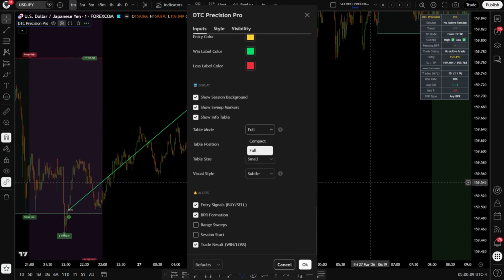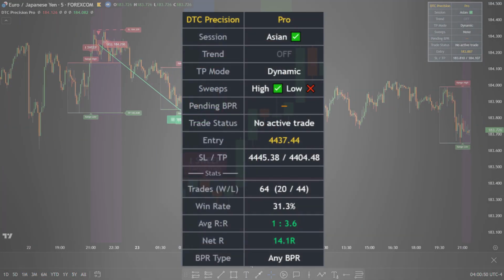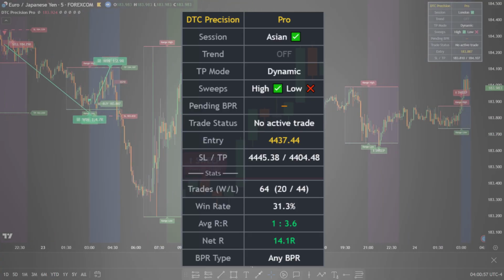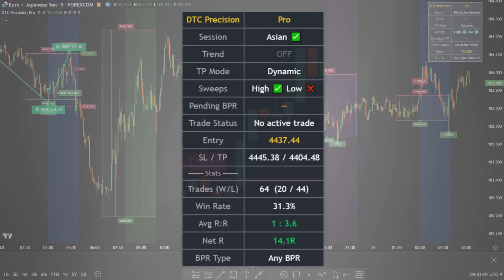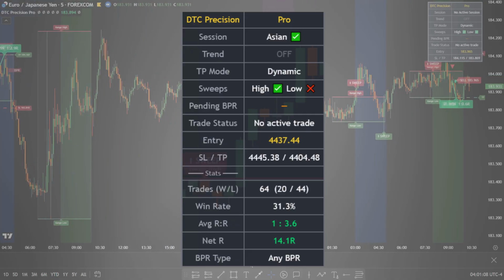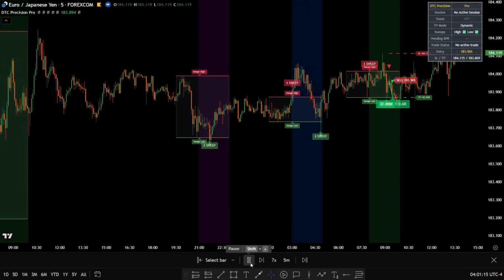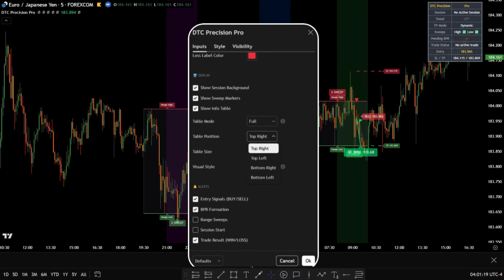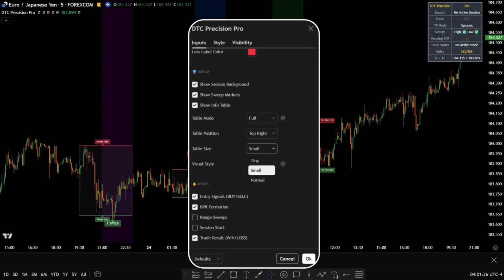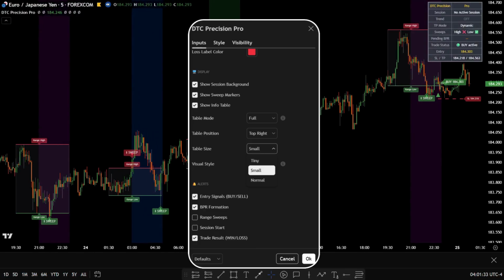Full mode adds the stats section below. Total trades with wins and losses broken out. Win rate, average R to R, net R in profit or loss, and which BPR type you're using. These stats update in real time as you scroll through the chart. So you can scroll back, watch the numbers change, and see how the indicator performed over any date range. You can position the table in any of the four corners and resize it, tiny, small, or normal. If the table is covering important price action, just move it.